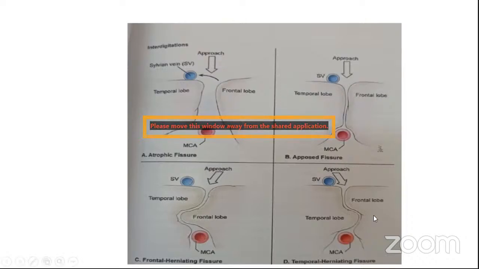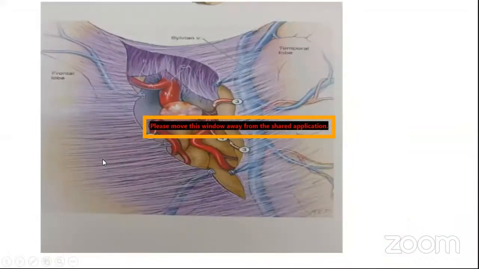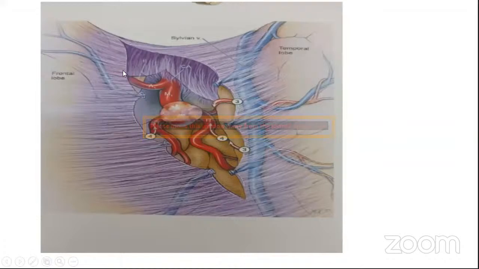They are basically tightly opposed with each other in areas of contact, and the angle of approach must follow this contour before reaching the middle cerebral artery. So this is a very important diagram. We have to identify the sylvian veins and the sylvian arteries, because all our dissection lies in the sylvian fissure.